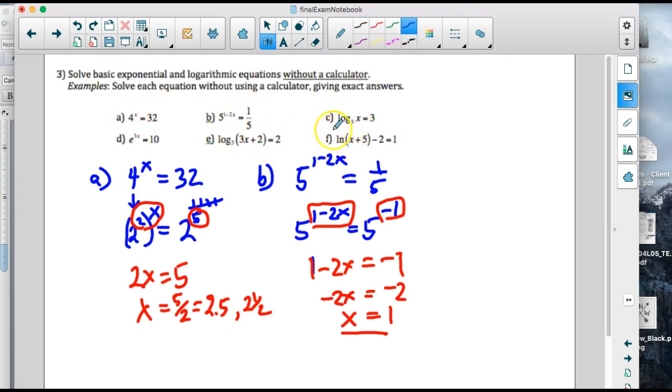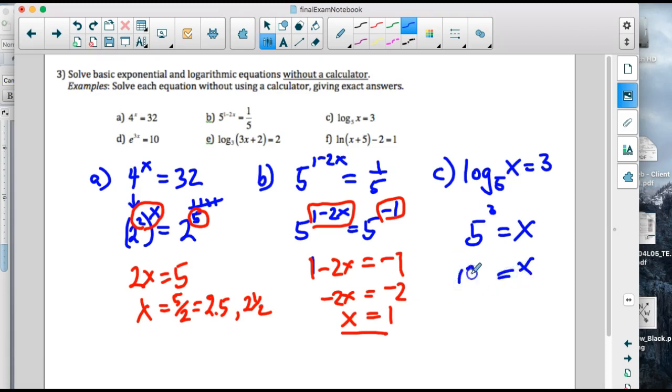Now, if you see a problem on a test where you can't make the bases the same, like a logarithmic problem such as one of these down here, you're going to want to convert that to exponential form. In part C, we have log base 5 of x equals 3. This is the base, so exponentially that's the base. The logarithm always equals the exponent, and this is what it's going to equal. So base to the exponent equals this value. The answer to that is 125, because 5 to the third power is 125.